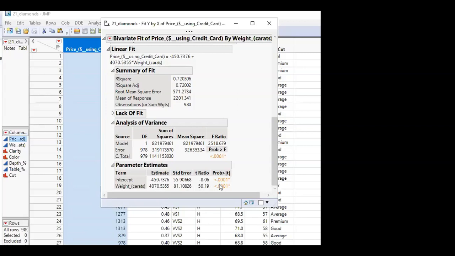These are the p-values. Is there a significant relation here? The answer is yes. There is a significant relation. Reject H0, and the association is significant between weight and price. So weight has a significant association to price according to this model. So the model is reliable at this point.